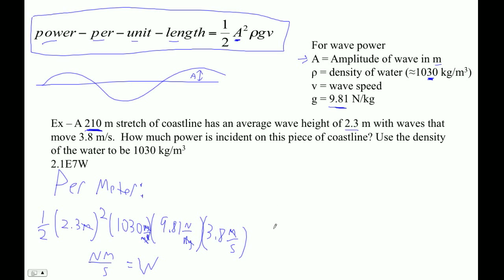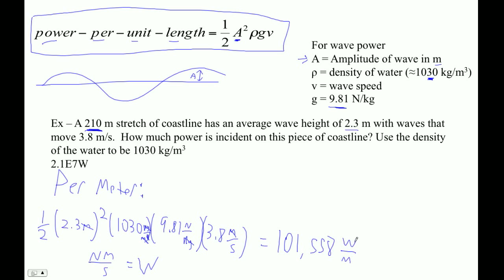Okay, so let's do this on the calculator. 0.5 times 2.3 squared times 1,030 times 9.81 times 3.8. And I'm getting 101,558 watts per meter. That's amazing.